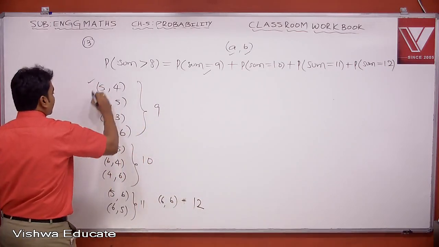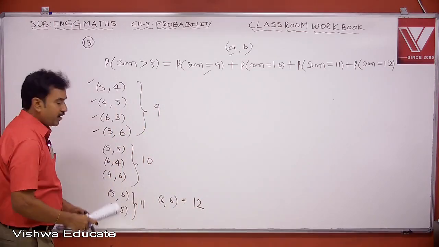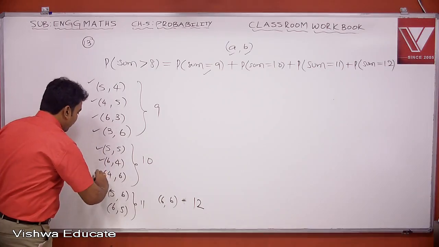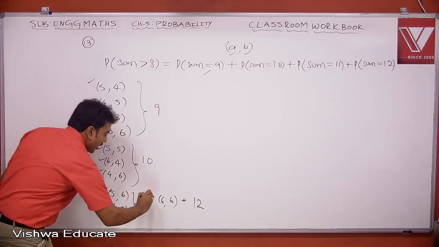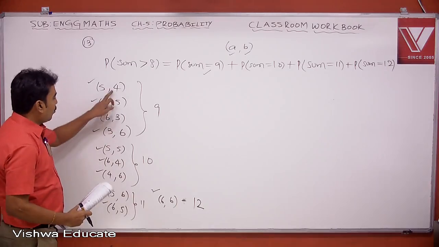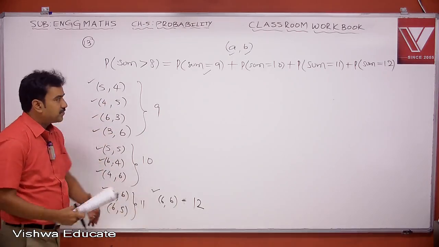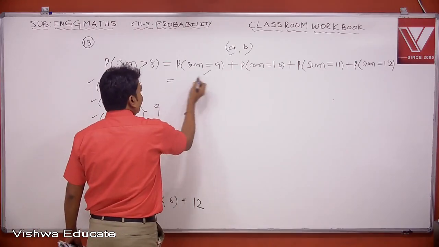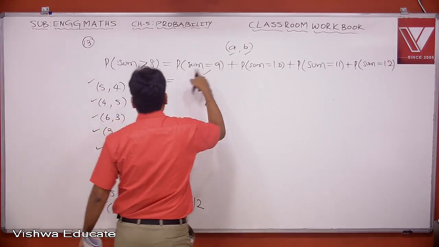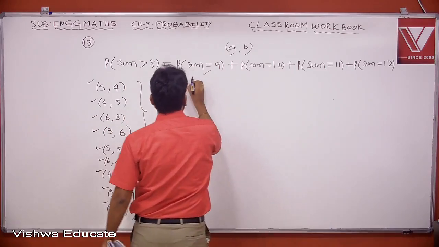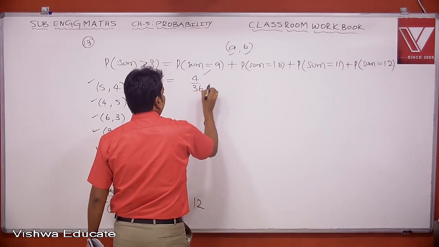So here, how many chances are there? 4 cases to get sum 9, 3 cases to get sum 10, 2 cases to get sum 11 and only one case to get 12. So 1, 2, 3, 4, 5, 6, 7, 8, 9, 10. So totally this is 10 by 36. But to get sum 9, it is 4 chances. So 4 out of 36.